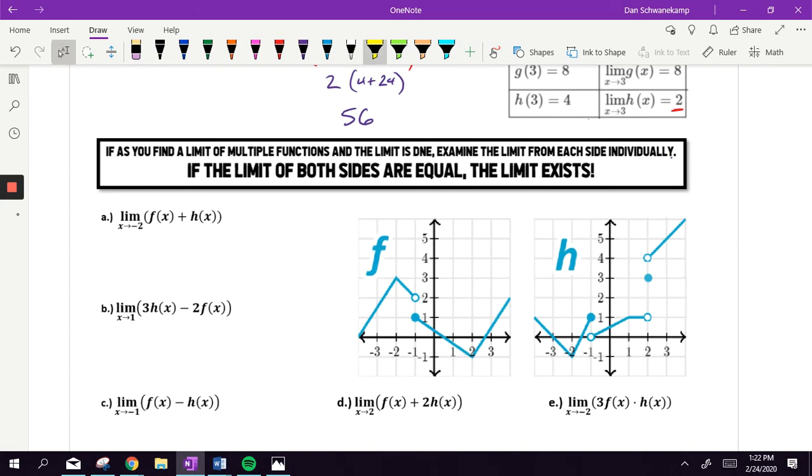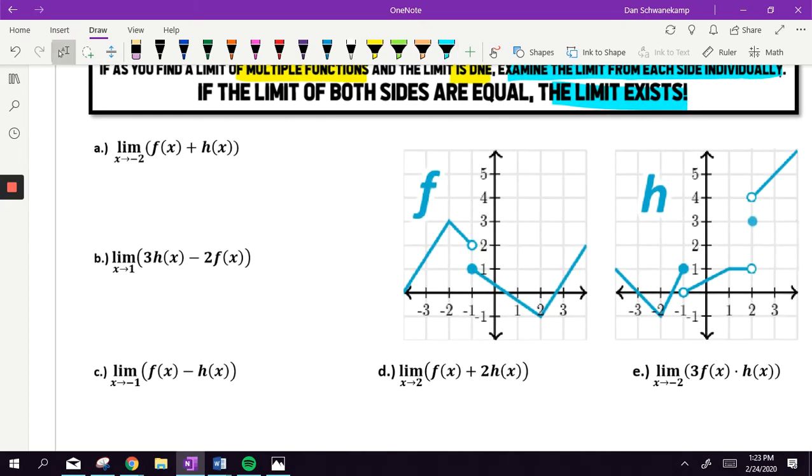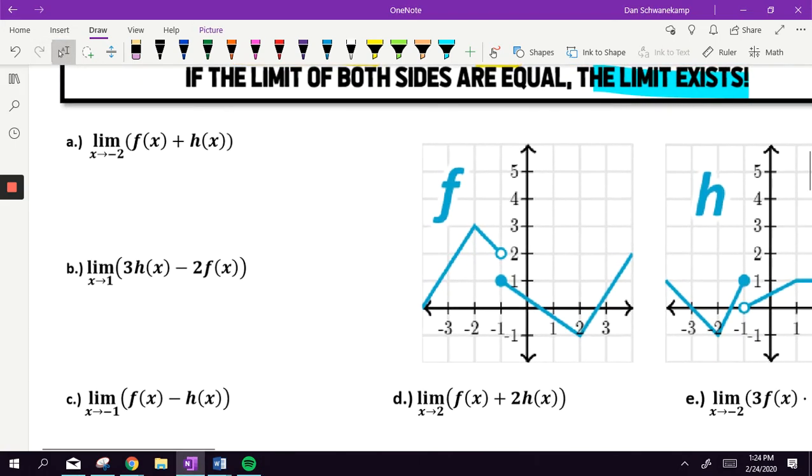Here's the key. If as you find a limit of multiple functions, so like f of x and g of x, if you're doing more than one function and you think the limit is DNE, be very confident that the answer is DNE. Very often when you think it's DNE, it's not. Instead make sure you're examining the limit from each side individually, and if both of those sides are equal, then that limit exists. All right, and so try a real quick without me. See what you can do with a. If I'm finding the limit as x approaches negative 2, Matthew, what's the limit as x approaches negative 2 of f of x?